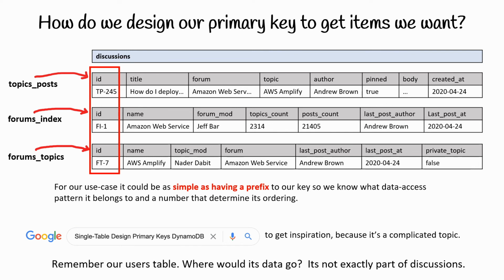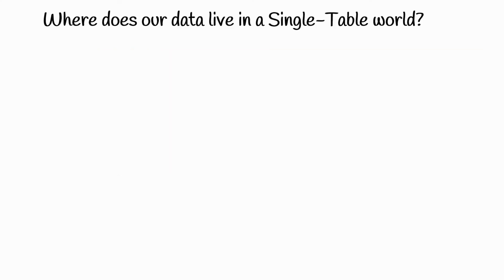But remember that we had that users table, right? And I'm showing you here just the discussions form. So we still have other data. We've got to put it somewhere. So where's it going to go? That's the question: where does our data live in a single table world?